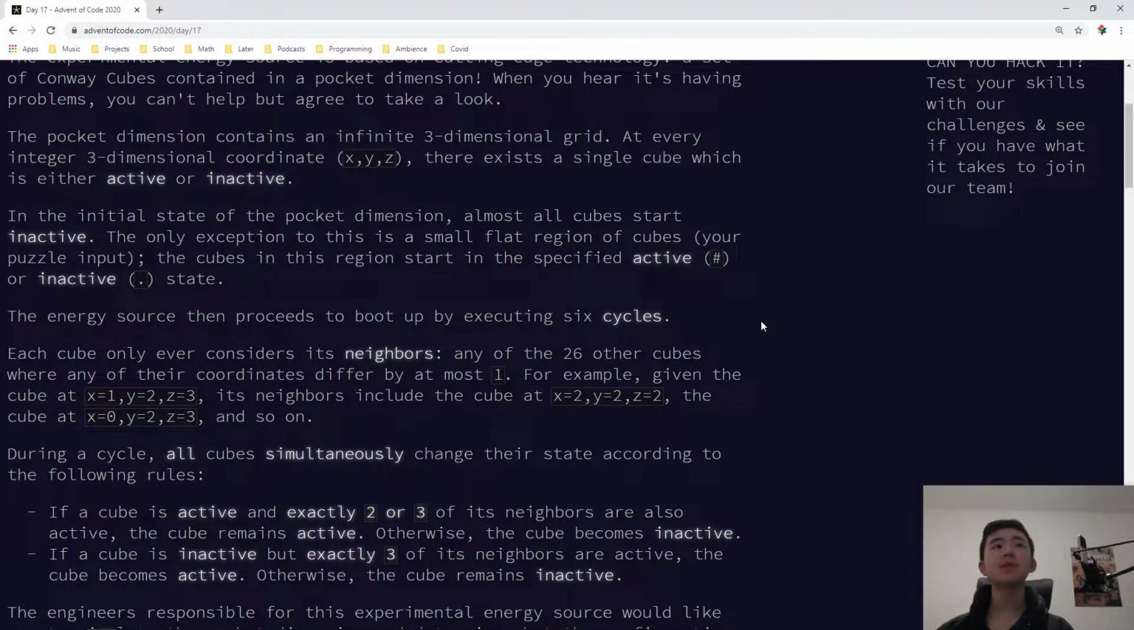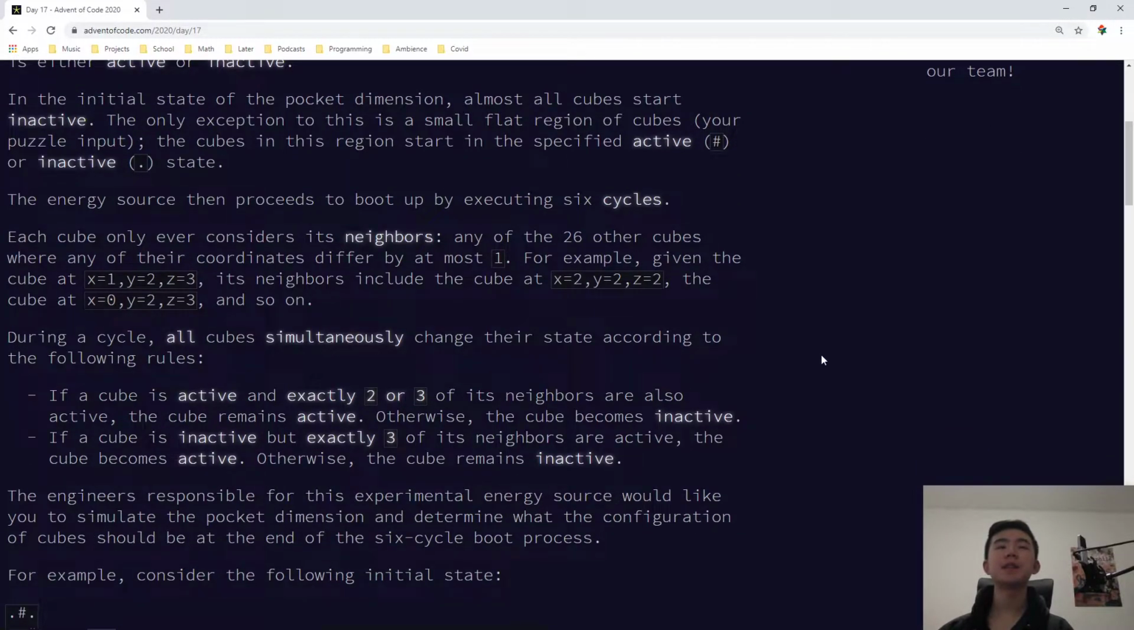In the initial state of the pocket dimension, almost all cubes start inactive. The only exception to this is a small flat region of cubes, your puzzle input. The cubes in this region start in the specified active or inactive state. The energy source then proceeds to boot up by executing 6 cycles. Each cube only ever considers its neighbors, any of the 26 other cubes where any of their coordinates differ by at most 1. For example, given the cube at coordinates 1, 2, 3, its neighbors include the cubes at 2, 2, 2, and the cubes at 0, 2, 3, and so on.